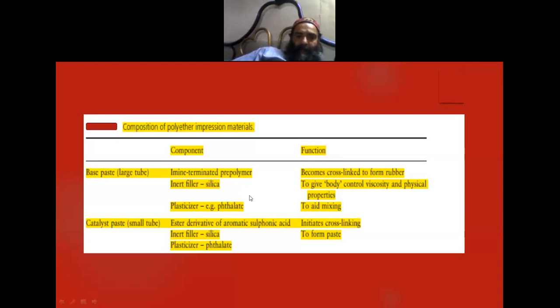Catalyst paste, small tube, has ester derivatives of aromatic sulfonic acid. Again, initiate cross linking. Inert filler, again the silica, and plasticizer is phthalate again.